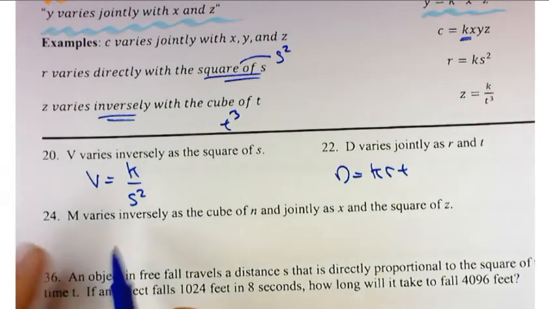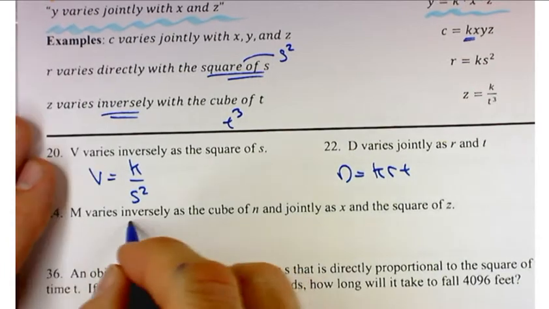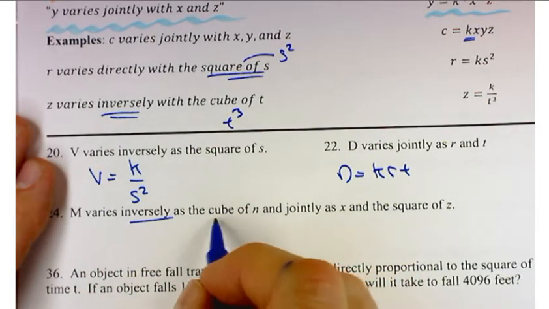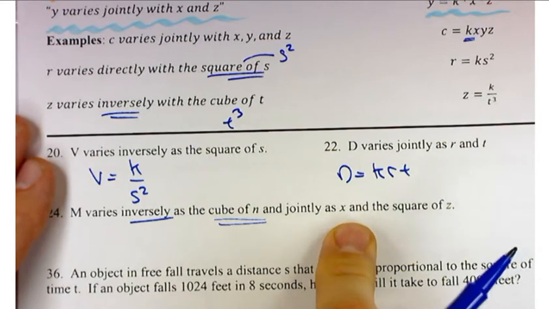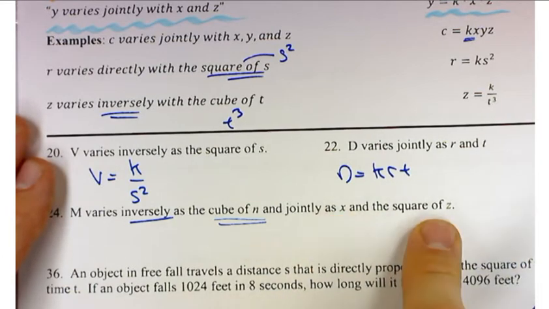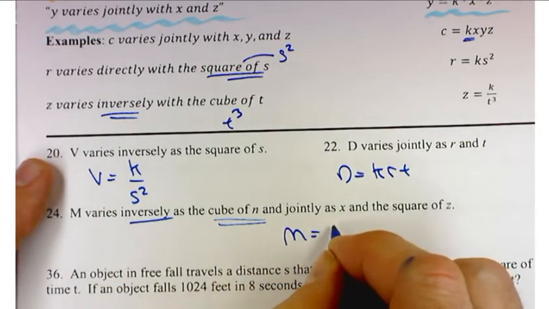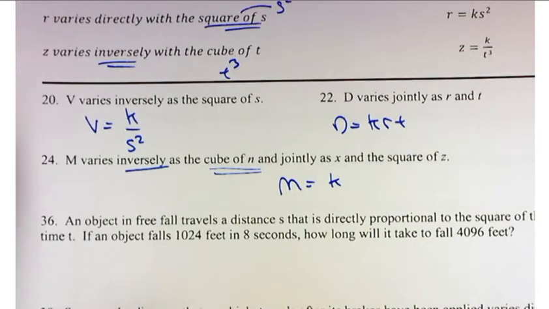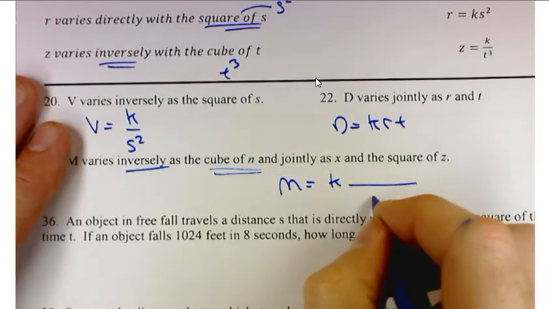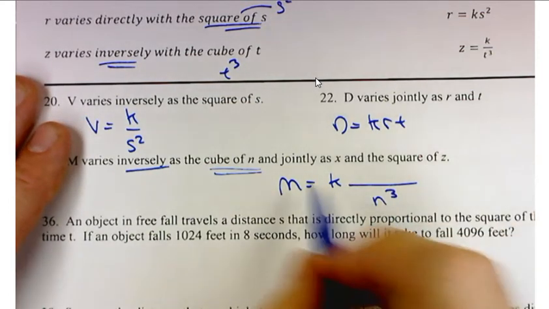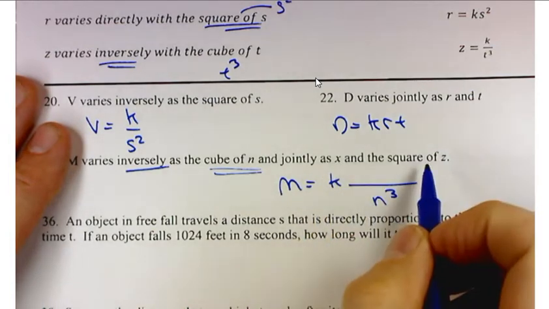The last one here kind of mixes things up. M varies inversely as the cube of n, and jointly as x and the square of z. So we'll start out with an m on the left-hand side equals k. Varies inversely as the cube of n. What's that mean about the cube of n? Where am I going to find that in my expression? In the denominator. So n cubed, and jointly as x and the square of z.